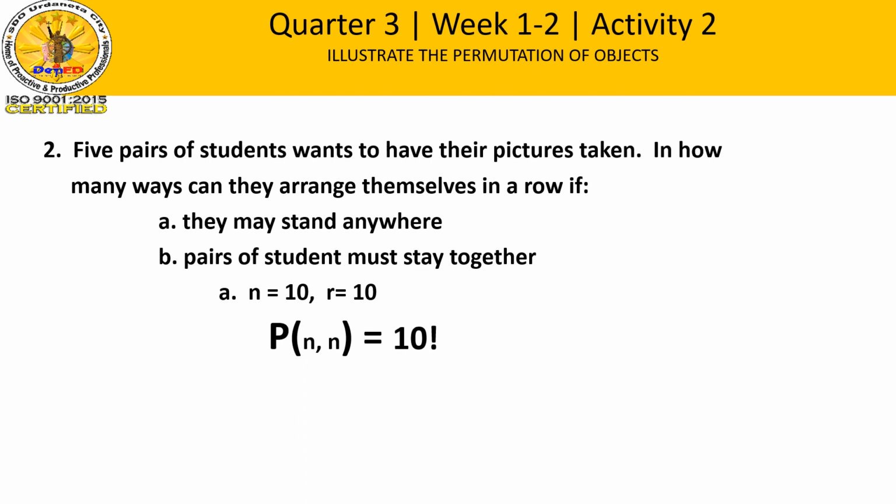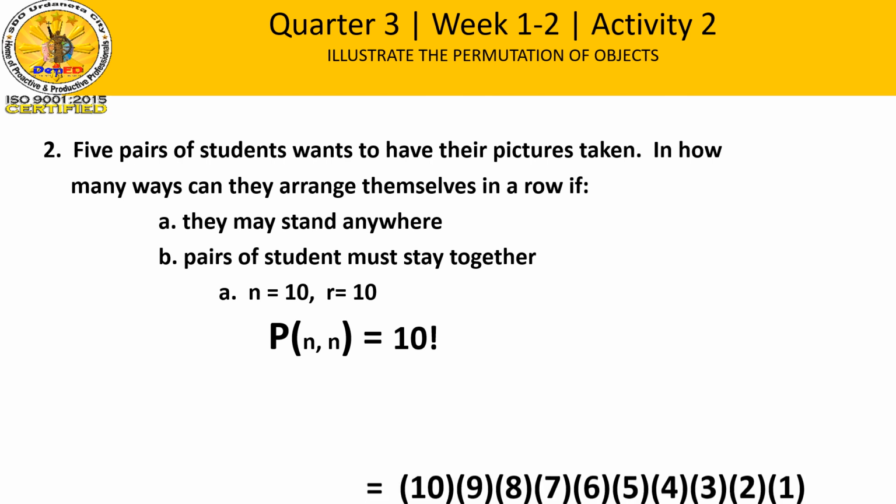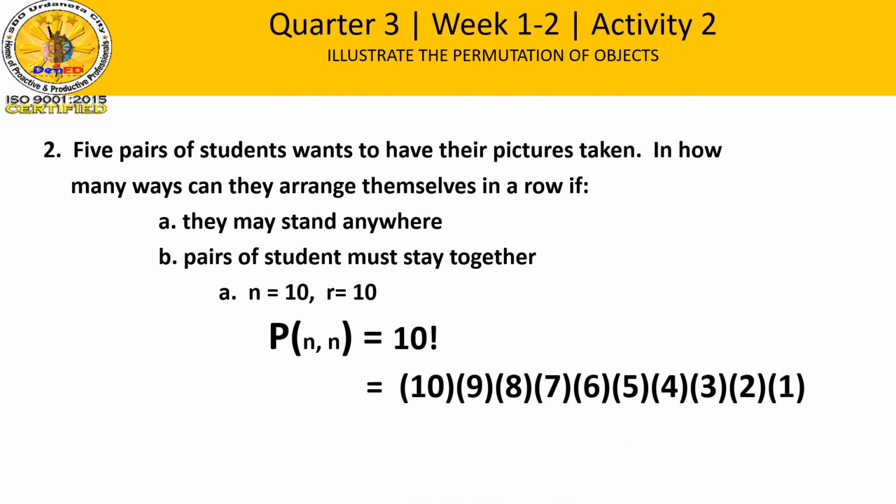So we have the equation, the permutation of n objects taken n at a time is equal to n factorial. By substituting the value of n, where n is equal to 10, we have 10 factorial is equal to 10 times 9 times 8 times 7 times 6 times 5 times 4 times 3 times 2 times 1, which is equal to 3,628,800 ways.